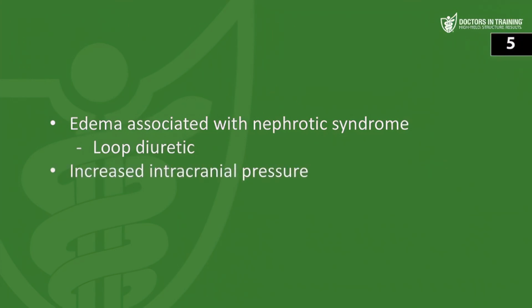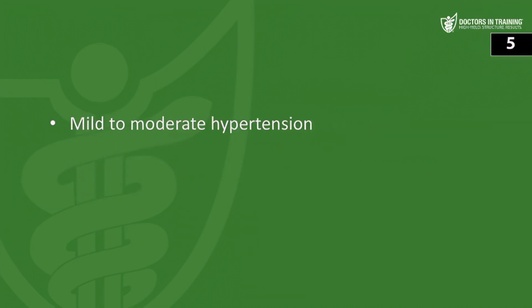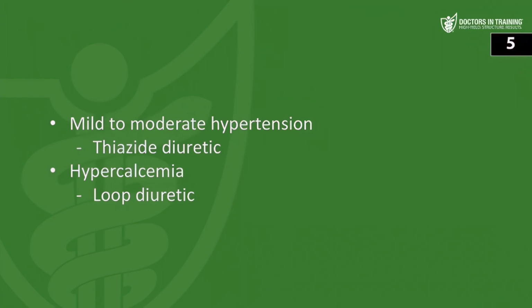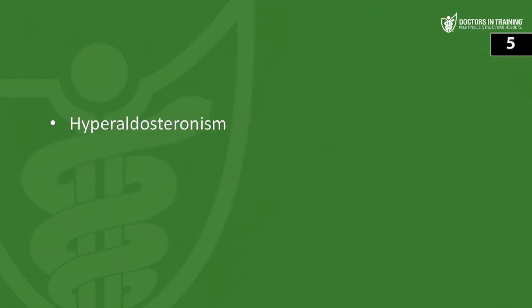Increased intracranial pressure, you're going to go for mannitol again, not for its diuretic action, but to act as an osmolar load that's going to draw that fluid out of the brain interstitium. Mild to moderate hypertension, if you're going to use a diuretic to treat hypertension, it's generally going to be a thiazide diuretic. Hypercalcemia, you're going to reach for a loop diuretic to lose the calcium. For altitude sickness, you're going to use acetazolamide. And for hyperaldosteronism, you'd use spironolactone or eplerenone because, again, those directly antagonize the aldosterone receptors.